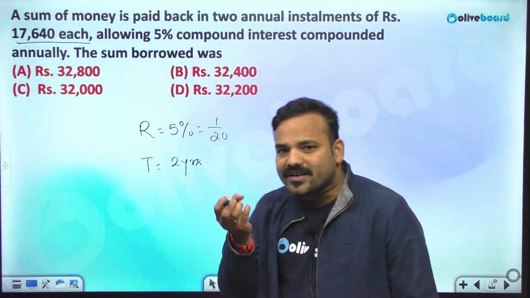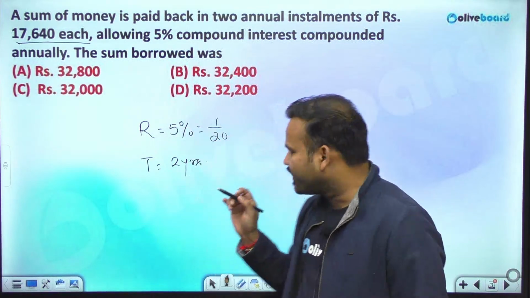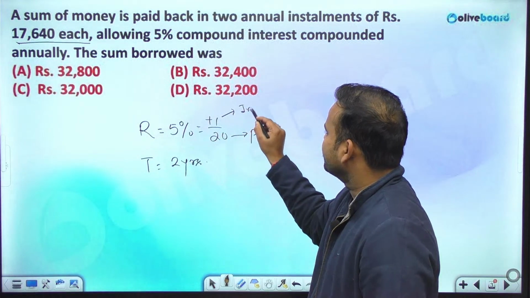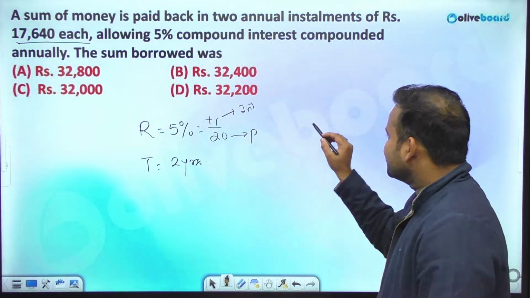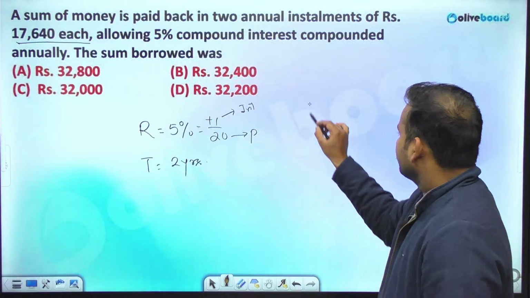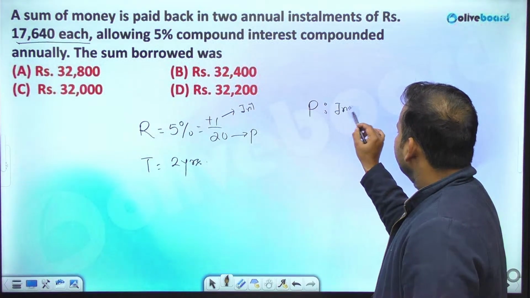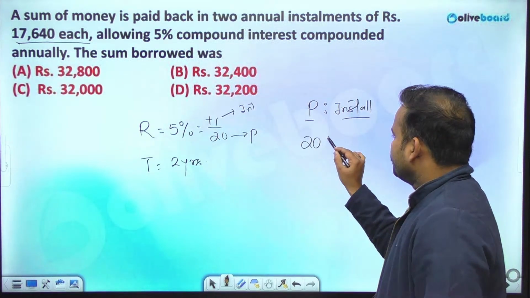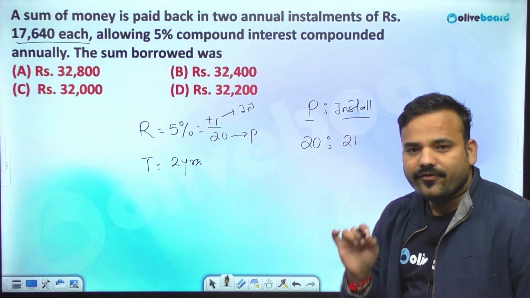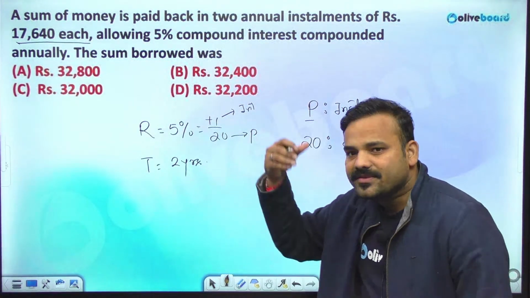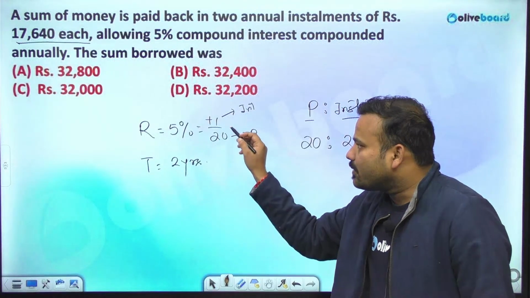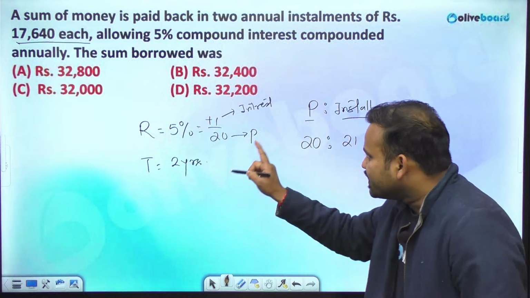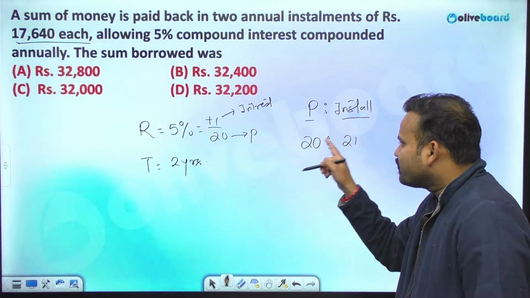5% means on a sum of rupees 100 we will be giving an interest of 5 rupees, or we can just say on a sum of rupees 20 I am paying an interest of rupees 1, isn't it? So if I am purchasing something on installment, then the ratio of principal to installment will become 20:21. Fine. If you want something on installment, you have to pay something extra. So the particular sum will be 20 and you have to pay 21 as installment.